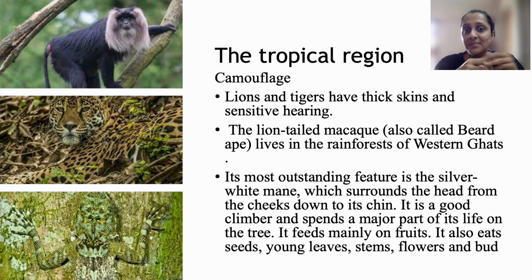There is this first image that you see, it is a lion-tailed macaque, and it is also called the beard ape. If you can see, there's a beard on its face. It lives in the rainforest of the Western Ghats, which is in India. Its most outstanding feature is a silver-white mane. A lion has a mane, and this macaque also has a mane which surrounds the head from the cheeks down to its chin. It's a very good climber, and it spends the majority of its time on the tree. It is a herbivore, so it is going to eat fruits and young leaves and stems and flowers.